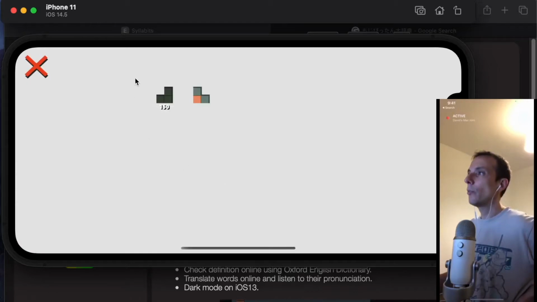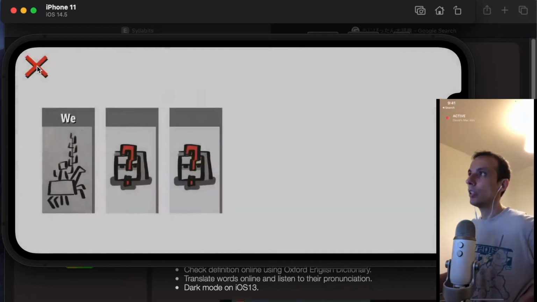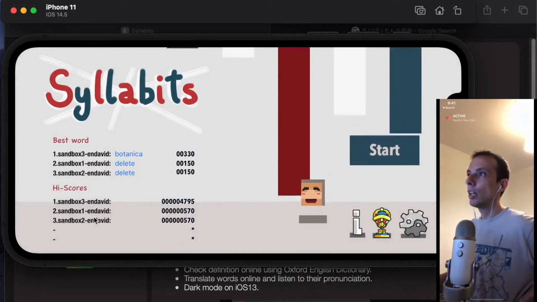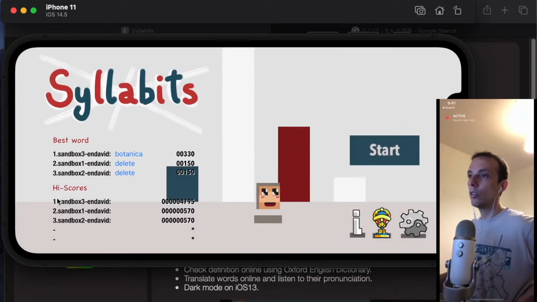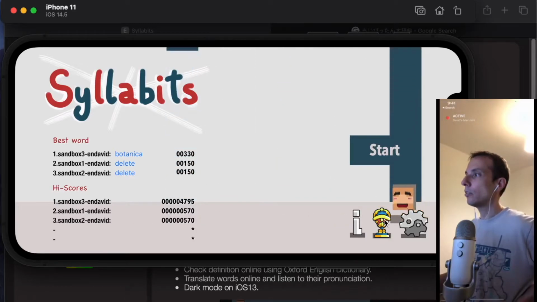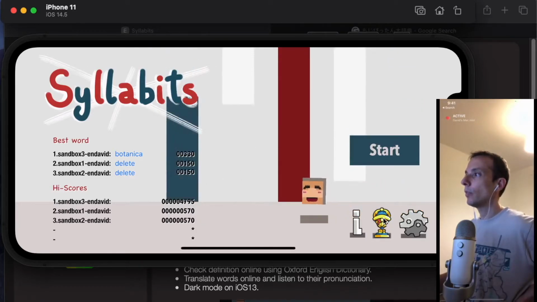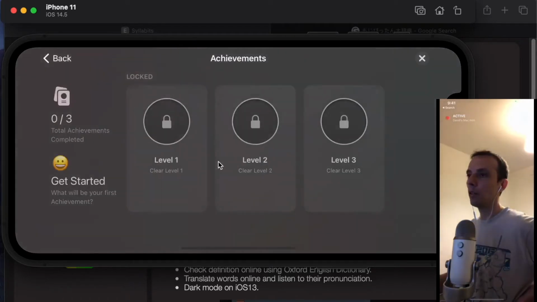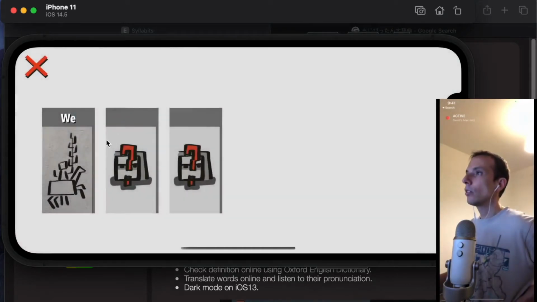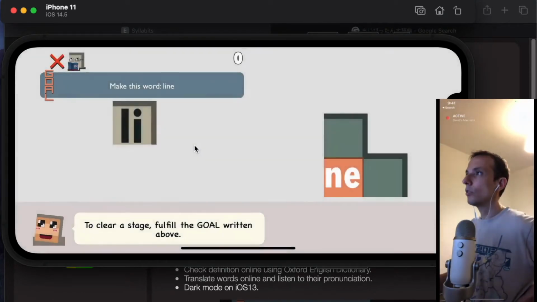So this is the list of stages. If you close this, you can go back to the level selection, and this is the main screen where you can see your scores and the scores of your friends. You can go to the game center to check all the scores, achievements. But anyway, let's continue playing. So let's go back to the second stage, which is this one.